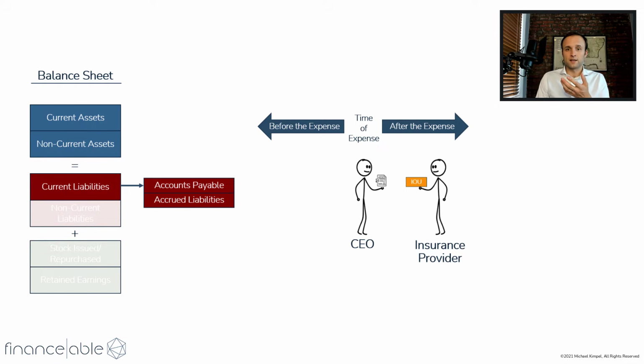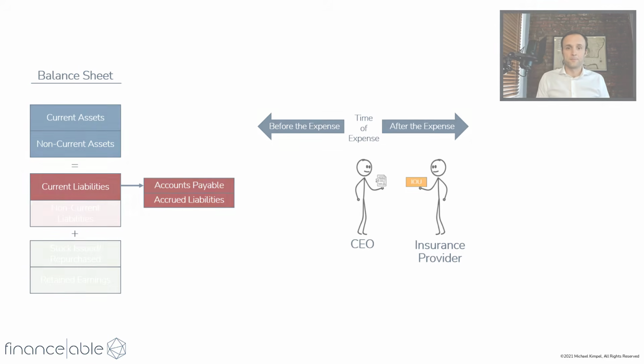So in this case, I've showed you insurance. Let's say we receive insurance coverage and we're going to pay for that in the future. That would be an accrued liability. But we could also have things like we receive the electric service from the electric company, but we're not going to pay the bill until next month. That would also be an accrued liability.